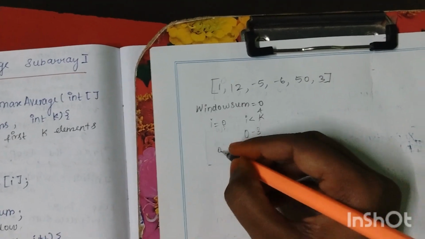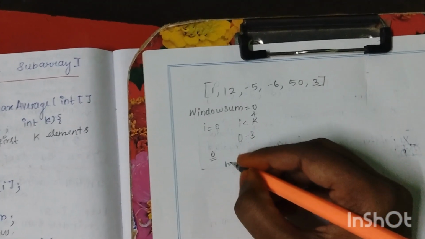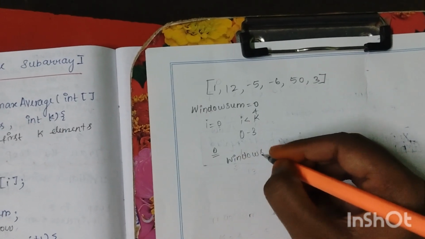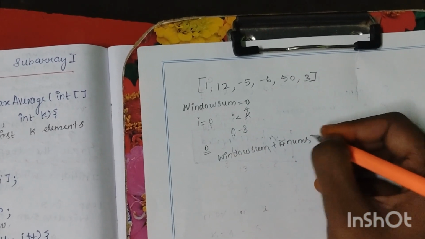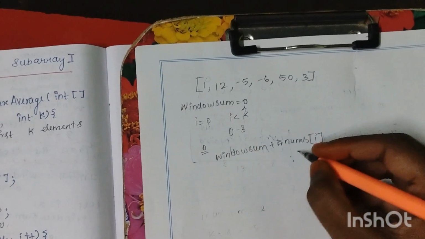So when i is equal to 0, window sum plus equal to nums of i. Nums of i is what? 0.